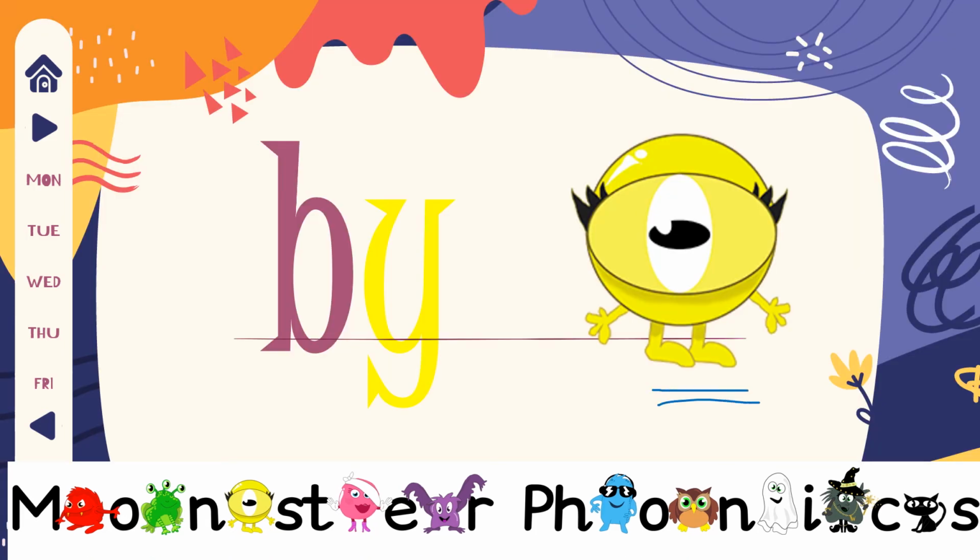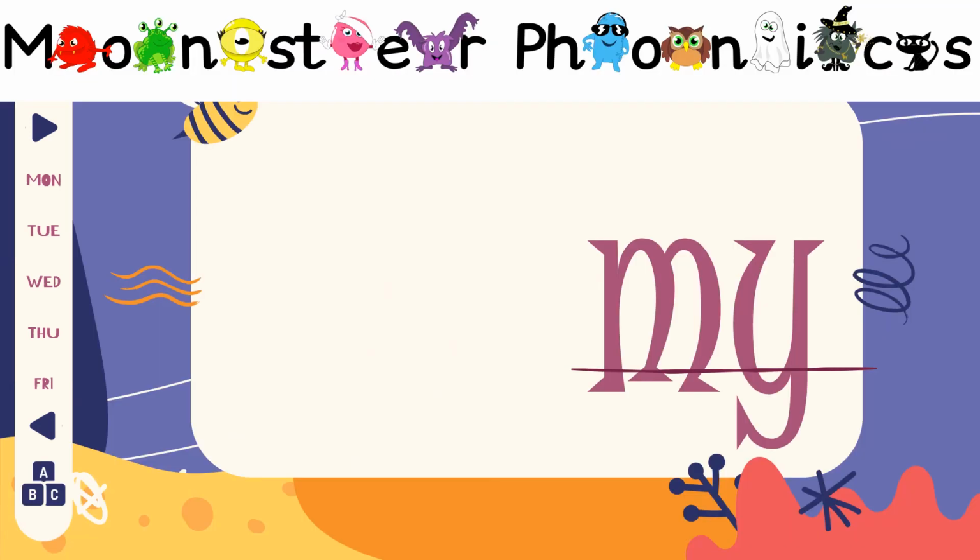The yellow monster came and he said that the trick is in this letter. So, the sound of this letter is I. So, I. Buy. What is it? Buy. Excellent. Say with me. Buy. Buy. What is it? Buy. Well done. Let's try number 3.